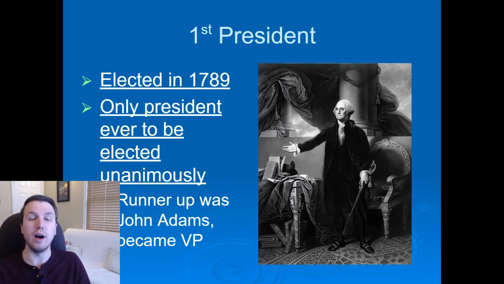Here we go. So he was the first president. He was elected in 1789. He's the only president to ever be elected unanimously. What unanimously means is by everybody, every single person. And that's simply because no one ran against him, really.